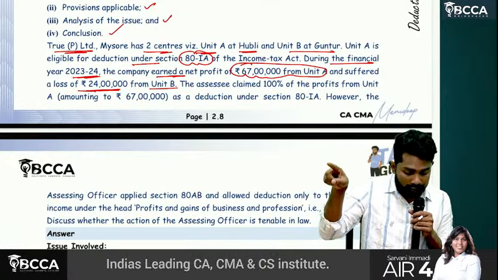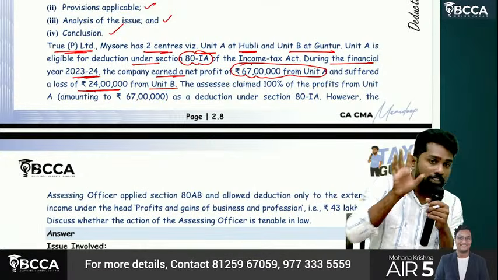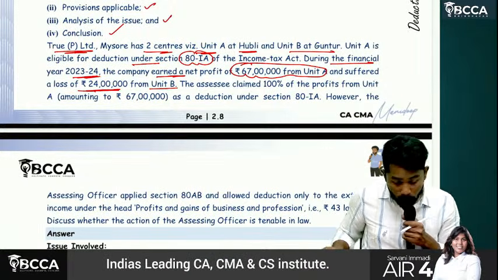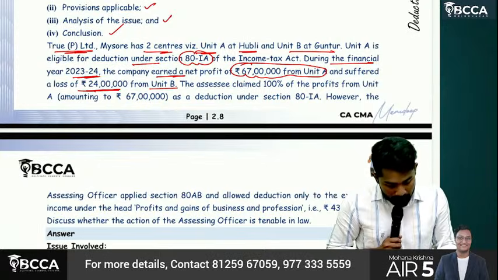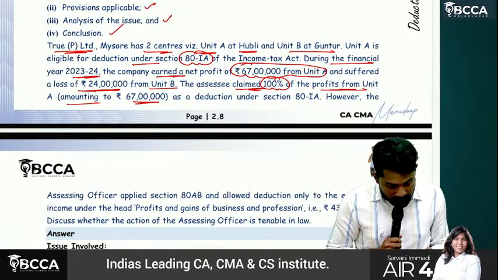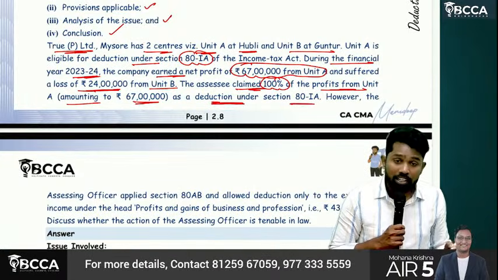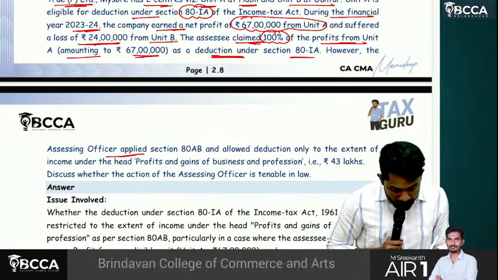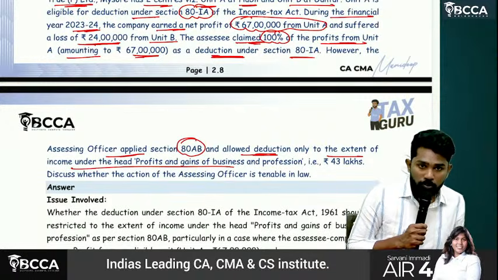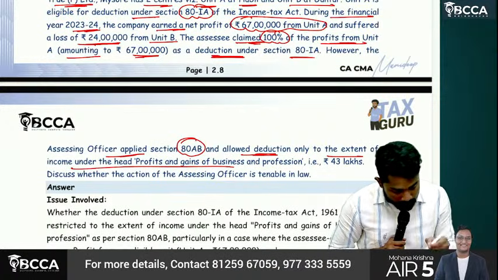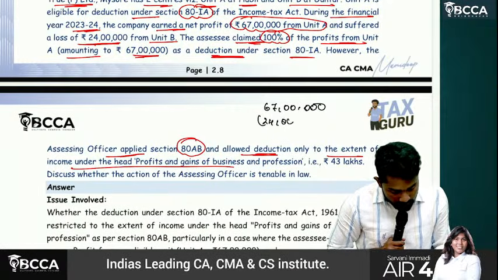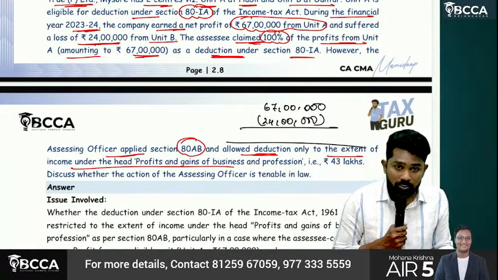So, Unit A is eligible for 100% deduction. Unit B is eligible for what? Unit B doesn't have any deductions, but Unit B is suffering with what? Loss of 24 lakhs. Now the point, see. The company claimed 100% of the profits from Unit A, 67 lakhs, as deduction under 80IA. However, the AO applied section 80AB and allowed deduction only to the extent of income under the head PGBP. Sir, what is the total income under the head PGBP? 67 lakhs gain they have, and they have lost 24 lakhs now. If they adjust, what is the net income under the head PGBP, sir?